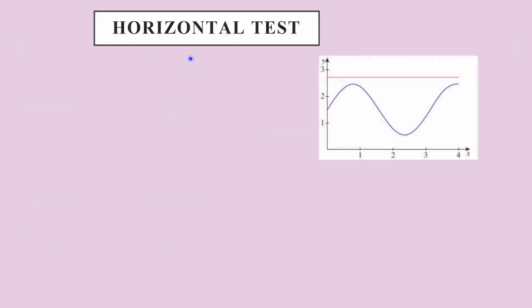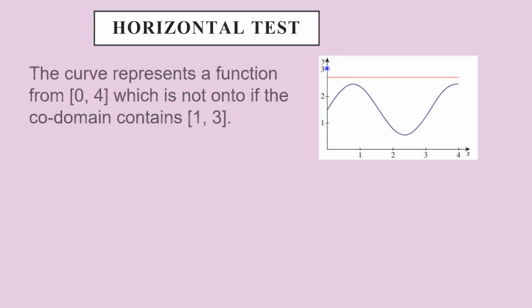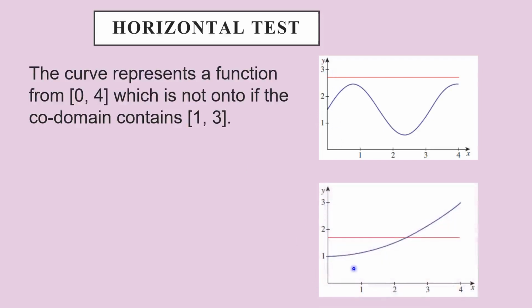Horizontal test. Let us see this diagram. In this diagram, x-axis represents the domain, y-axis represents the codomain. The curve represents a function from closed interval 0 to 4. That is, in this closed interval 0 to 4, the curve is a function which is not onto if the codomain contains closed interval 1, 3. But this function is not onto since this horizontal line does not meet the curve at any point within this interval 1 to 3.